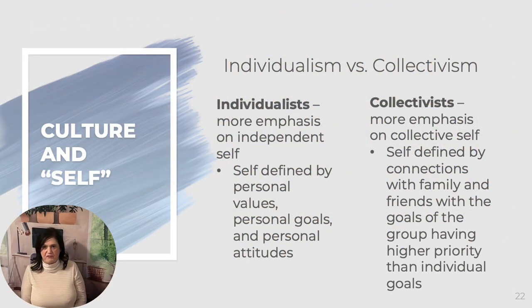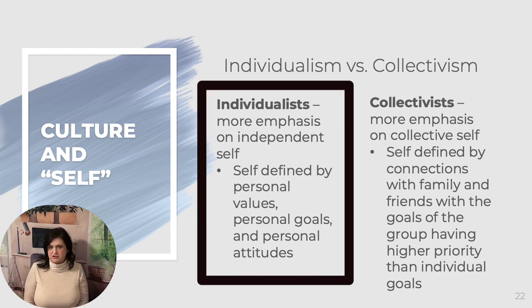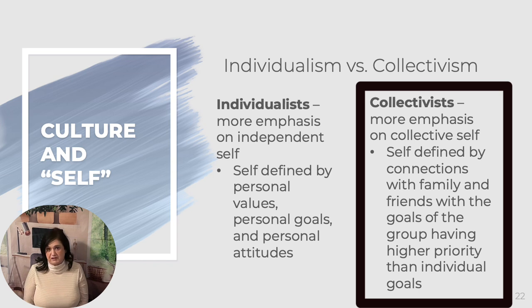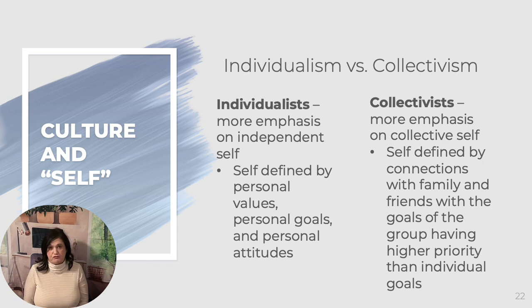Okay, next up is individualism versus collectivism. We've briefly talked about this before as well. The individualists will have more of an emphasis on the independent self, the self being defined by personal values, personal goals and attributes. This is more of the Western culture of the world, especially we Americans, right? And then the collectivists have more of an emphasis on the collective parts of the world, right? So the interdependency of groups of people. The self is defined by connections with our friends and our families and the groups that we hang around with, where the group has higher priority than the individual. Okay, those would be the collectivists, right? So the individual goals of a particular person don't matter so much. It's the group's goals that matter.